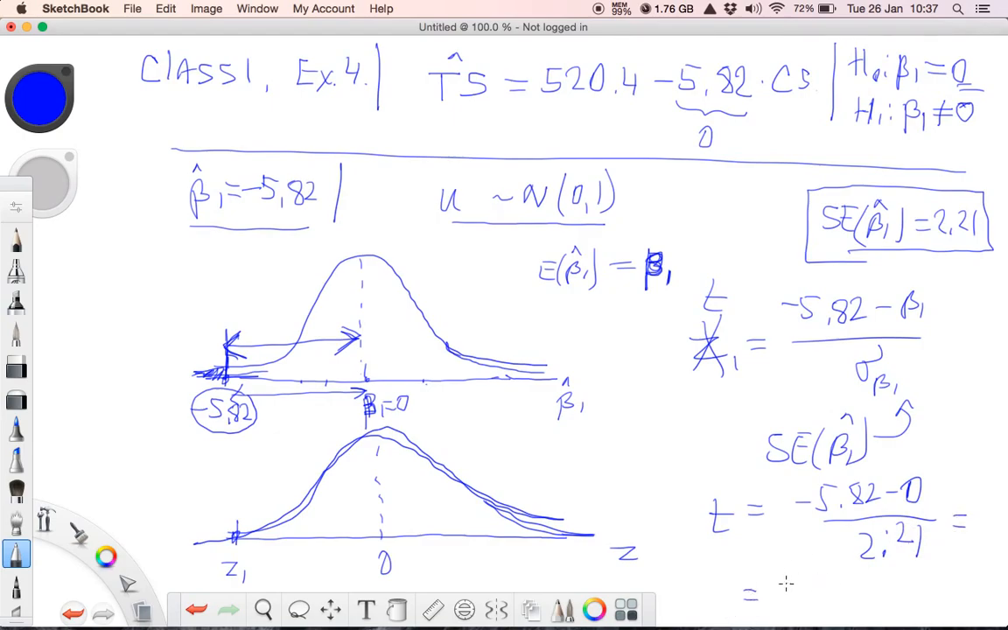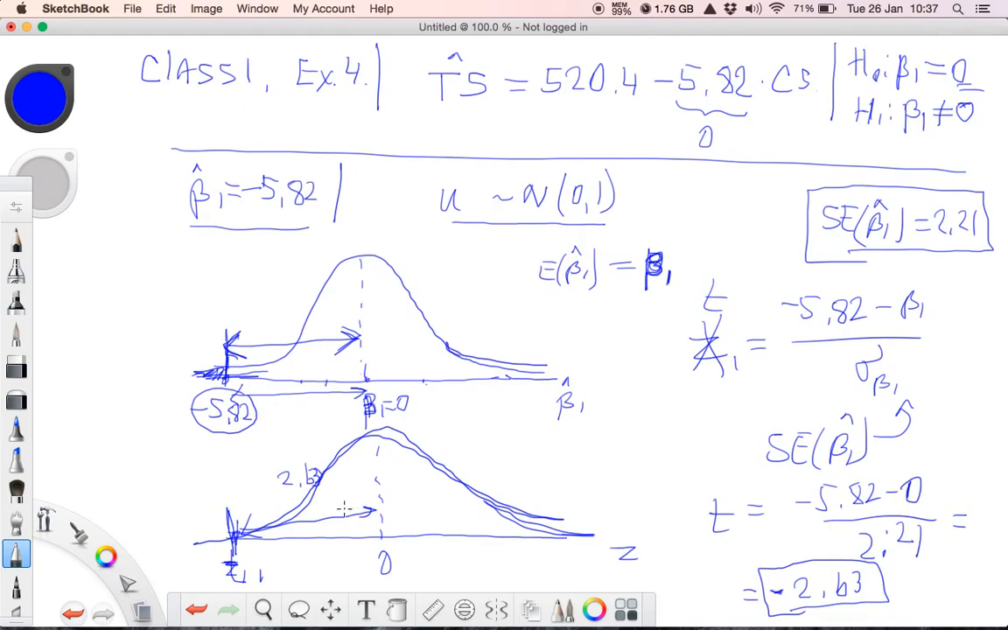What value we get is this, minus 2.63. This is the t-stat. That's why we usually call it t-stats. The reason is because of the standard error here: standard deviation being replaced by the standard error of the beta 1 hat. So this is a t value, and the standard distance between them is 2.63.